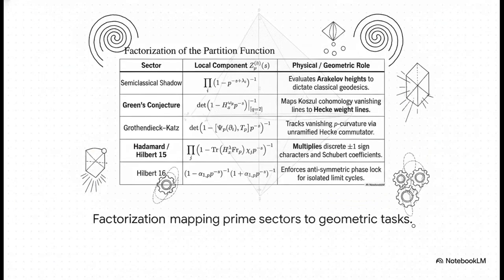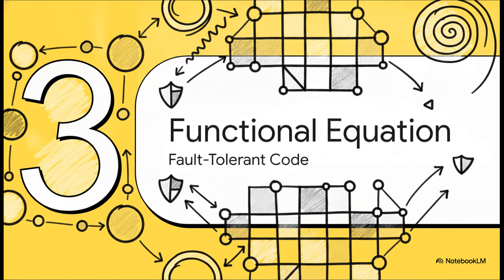And when we look closely at these local factors, we see they explicitly map to physical tasks in the real world. One sector evaluates Arakelov heights for classical geodesics, while another enforces an anti-symmetric phase lock to pin down isolated limit cycles. Essentially, the local Satake parameters, which are generated from prime numbers, are the things dictating the geometric rules of physical space. Which brings us to Section 3, the global functional equation.